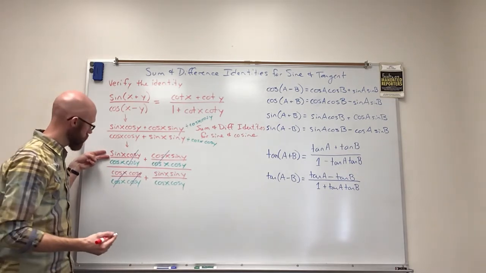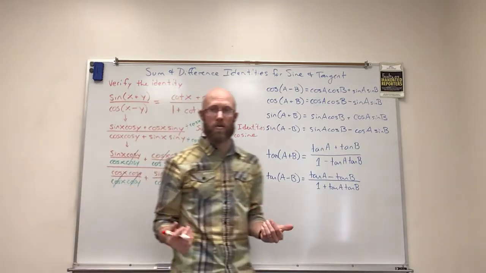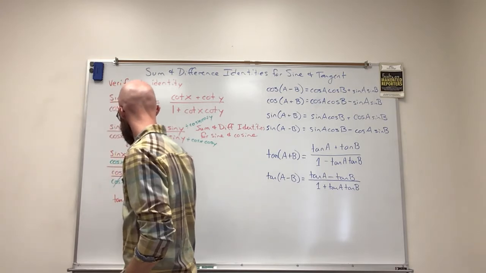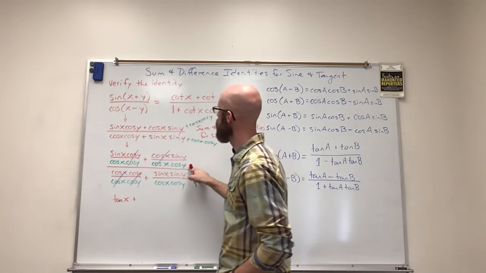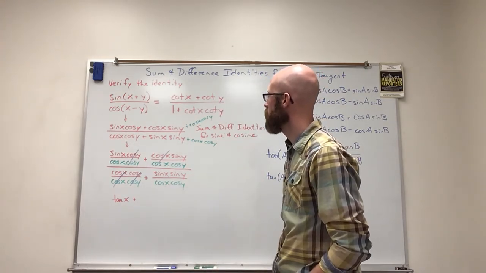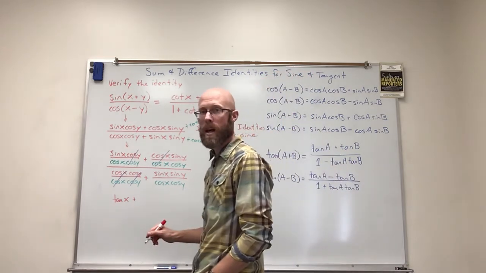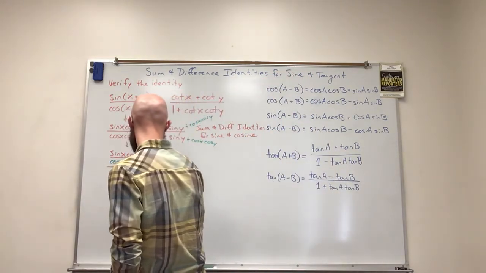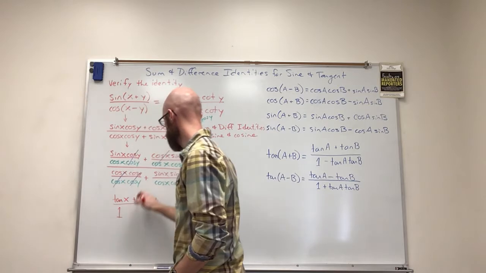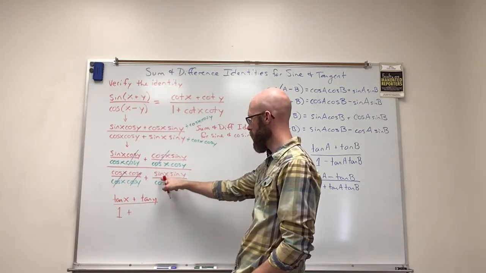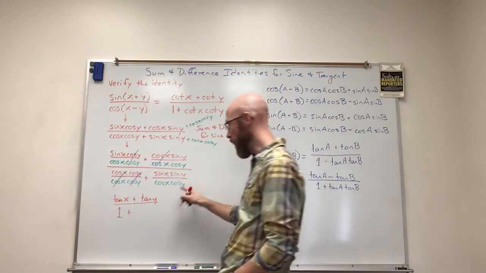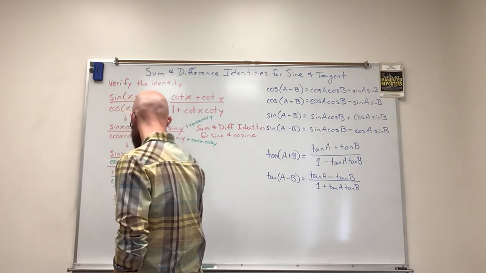Sine x over cos x is actually the tangent of x, right? Sine over cosine is tangent. So this is equal to the tangent of x. Here we've got sine over cosine. Yeah, sine over cosine is the tangent of y. And then here I've got my 1, that's what I wanted. And on the bottom I've got a plus. Now sine x over cosine x is tangent of x. Sine y over cosine y is tangent of y. So that's tangent x, tangent y.